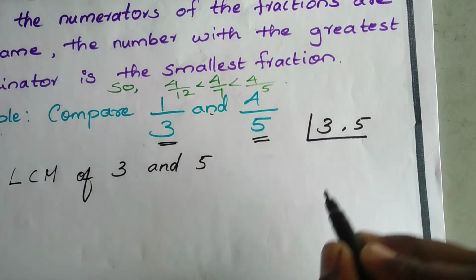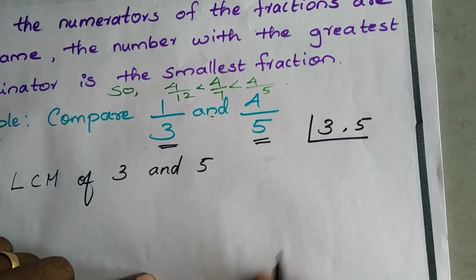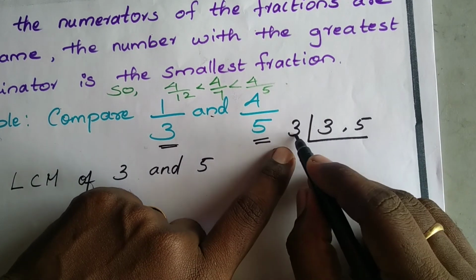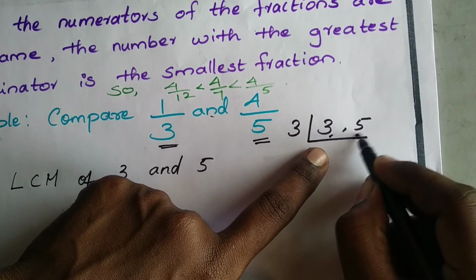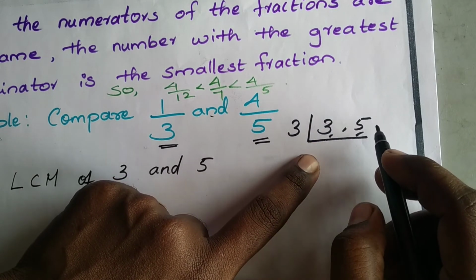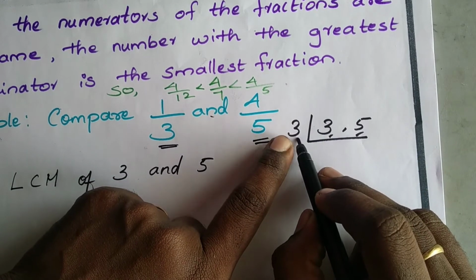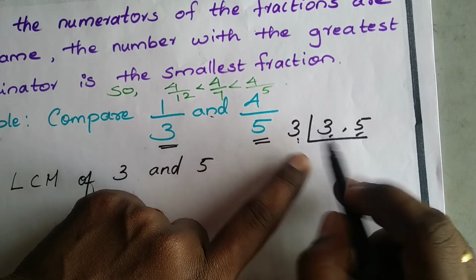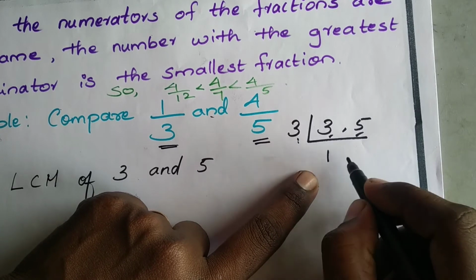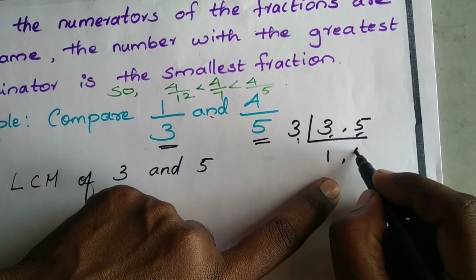Come to this LCM part. 3 and 5 are here. In the 3 table, can we see 3 and 5 in a single table? No. So 3, and first I am using the 3 table. 1 times 3 is 3, so here write 1. Put a comma and write the 5 as it is.